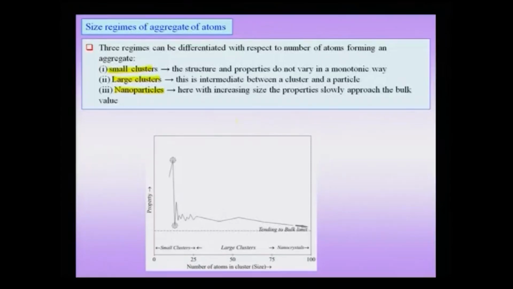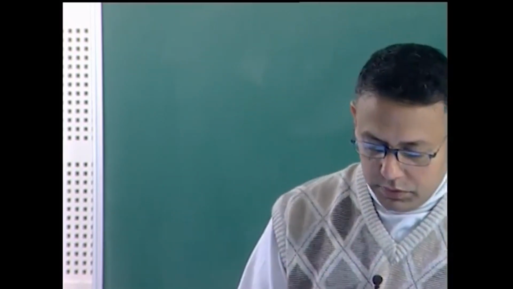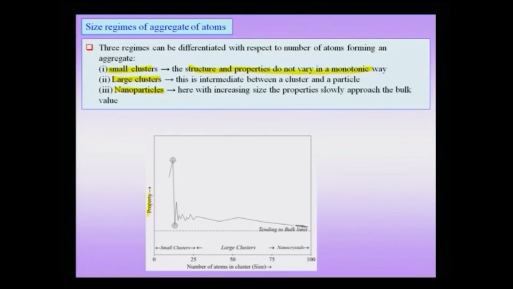Now, how can I differentiate my three regimes, the small cluster regime, the large cluster regime and the nanoparticle regime, and why do I want to do that is what we are considering. In the small cluster regime, which could now be in the sub-nanometer regime, the structure and properties do not vary in a monotonic way, and we shall soon see that in this regime we will have certain numbers called the magic numbers when you are talking about clusters. The important point to note: suppose I am changing a property here, which could be a property related to magnetization, it could be some other property, and there is the dotted line here which talks about the bulk value of this property.